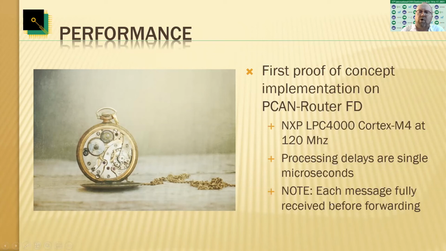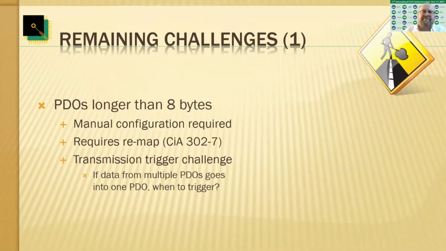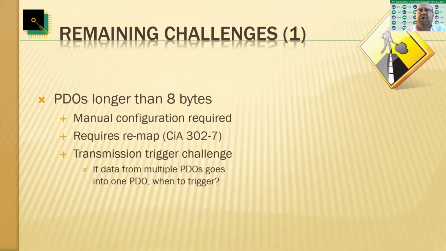Of course, there's always a delay because each message is fully received before the forwarding and the processing starts. So any message we have to fully receive, then we start the processing, and then within a few single microseconds, the forwarding starts. So what have we achieved to here, and which challenges remain?